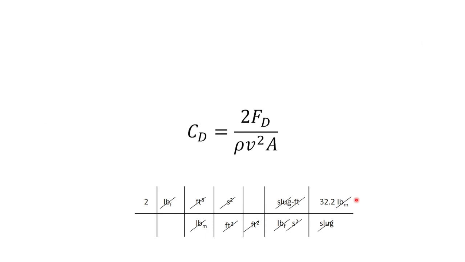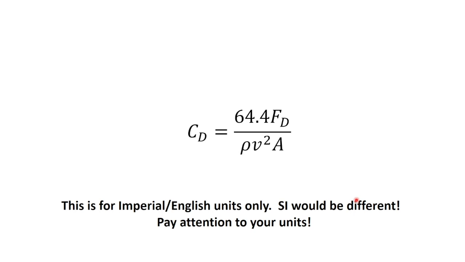So I am left with a unitless number, but I've got this 2 and this conversion factor of 32.2, which means that my actual equation I want to solve for is going to look like this: 64.4 times the drag force over my rho v squared A. So that 64.4 is taking that 2 that was part of the equation times the conversion factor that we need to make everything work out. And this is for English units only right now. SI would be different and easier. Just pay attention to your units. Make sure you're doing the right thing. Okay? So 64.4 times the drag force over rho v squared A.